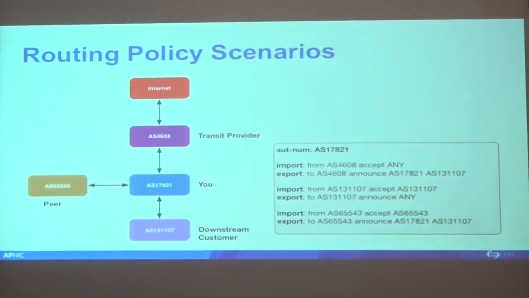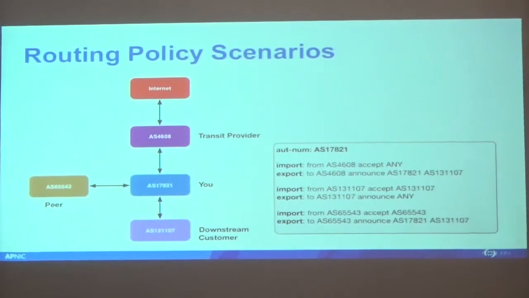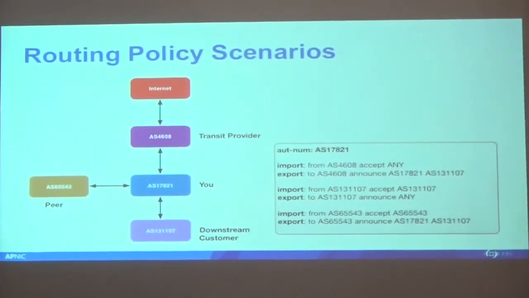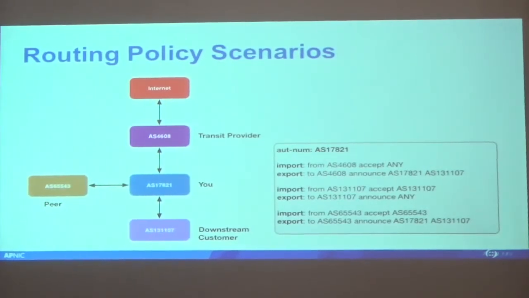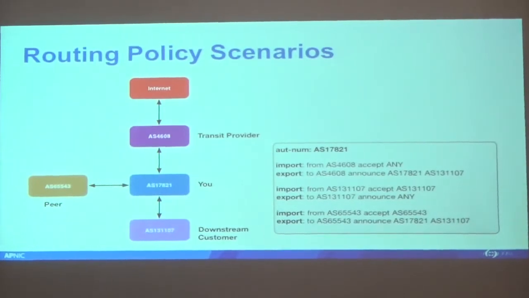So what my import statement will look like is this. From AS4608, I get everything. I accept anything, which means I'm forwarding all traffic to that upstream. I have information of all the other networks out there so that I can forward traffic going out. Next, the export statement. To AS4608, announce my AS number and my customer's AS number. Only those two. Why?